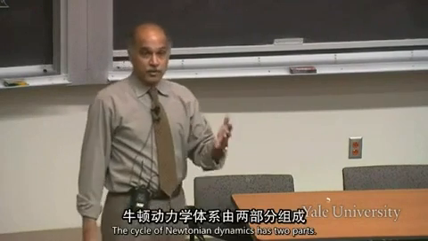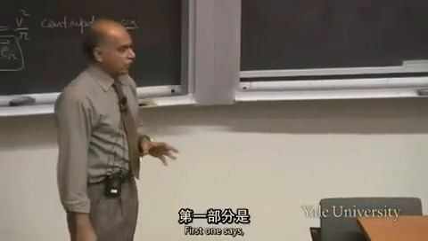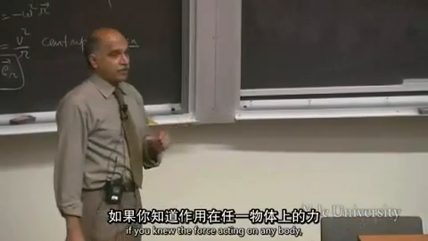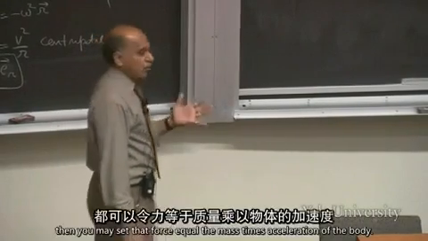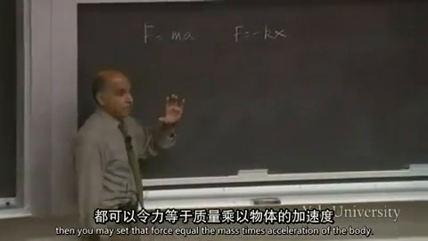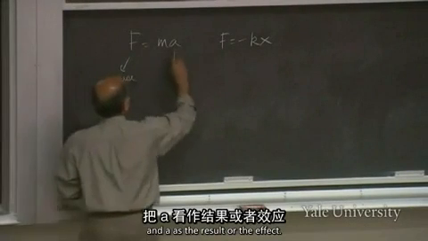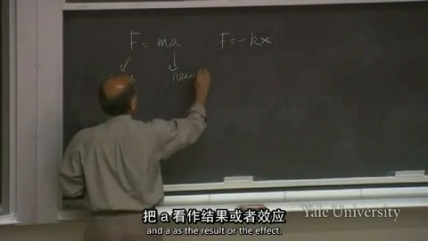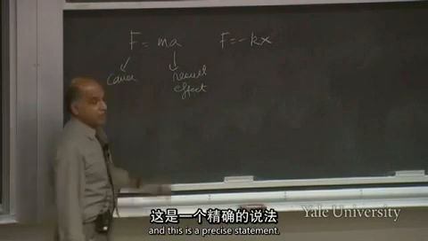So the cycle of Newtonian dynamics has two parts. The first one says, if you knew the force acting on any body, without going into what caused the force, then you may set that force equal to the mass times acceleration of the body. We think of force as the cause and a as the result or the effect. Force causes acceleration, and this is a precise statement.